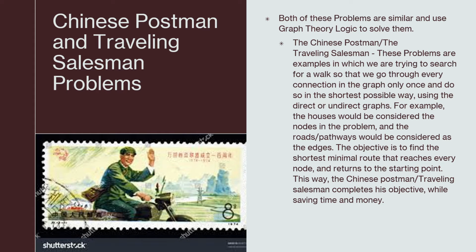The Chinese postman/traveling salesman problems are examples in which we are trying to search for a walk so that we can go through every connection in the graph only once and do so in the shortest possible way, using directed or undirected graphs. For example, the houses would be considered the nodes in the problem, and the roads/pathways would be considered the edges. The objective is to find the shortest minimal route that reaches every node and returns to the starting point. This way, the Chinese postman/traveling salesman completes his objective while saving time and money.